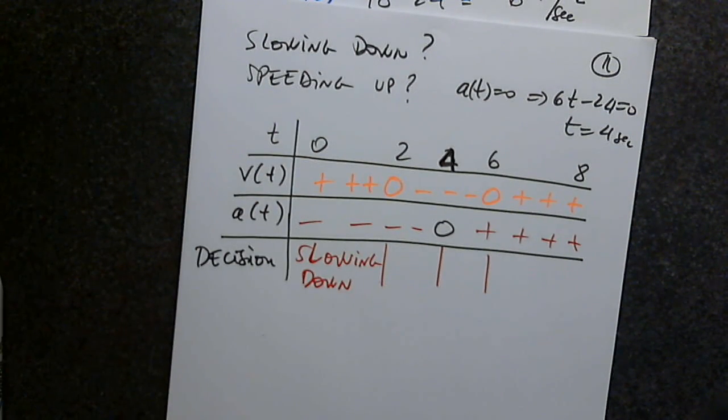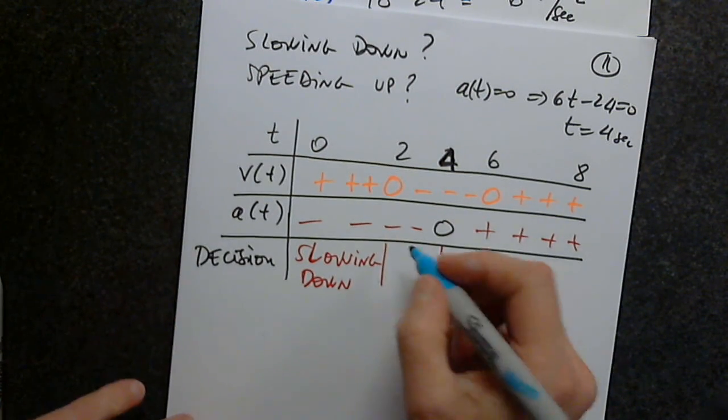Okay, between 2 and 4, the velocity is negative, but also the acceleration. They are helping each other going in the same direction. It's like I ride my bike and there is a backwind. It increases my speed. So what happens between 2 and 4? Speeding up.